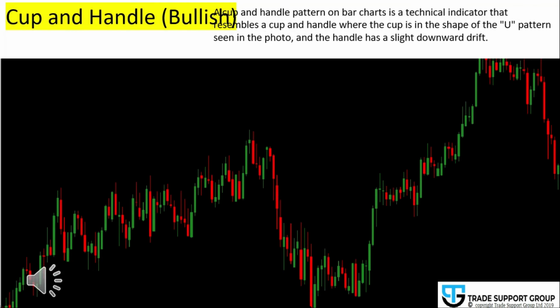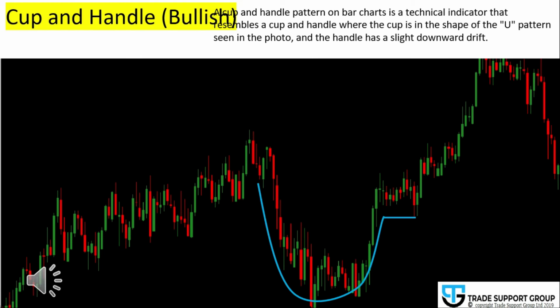Here we will talk about the cup and handle. These can be upside down, which is the bearish, or the one you see in this picture, the cup and handle bullish. A cup and handle is considered a bullish continuation pattern and is used to identify buying opportunities. Notice that the cup takes a U shape and the handle has a slightly downward drift.